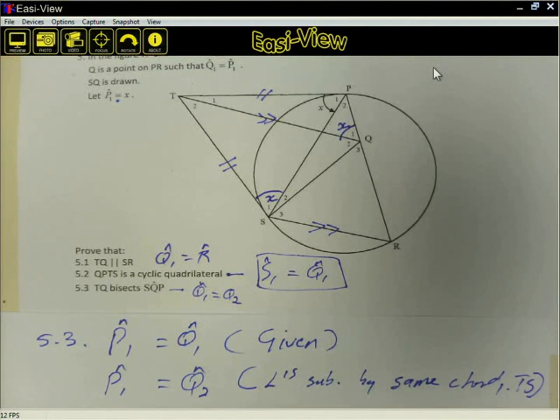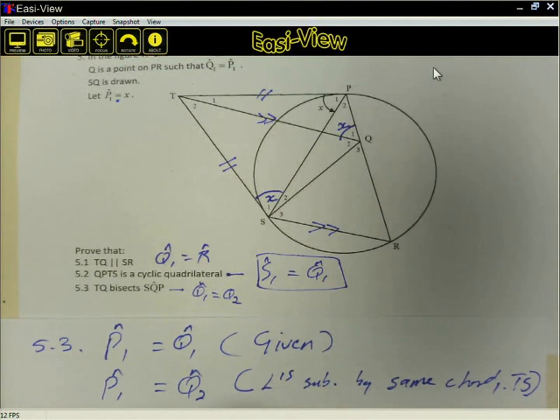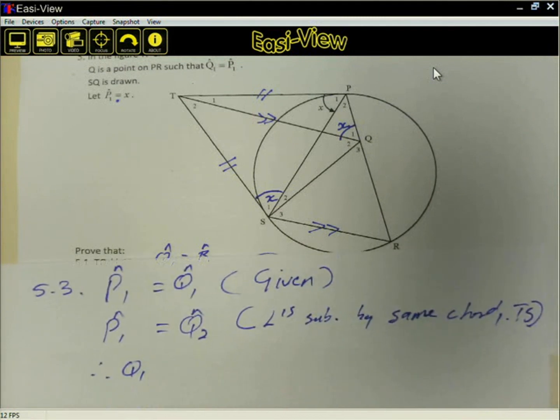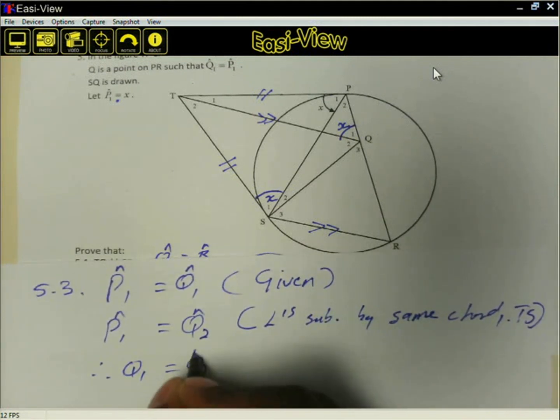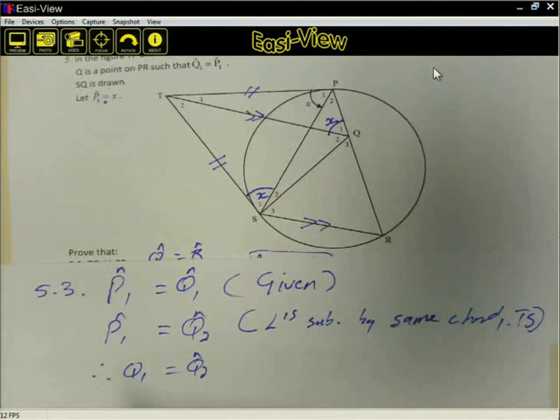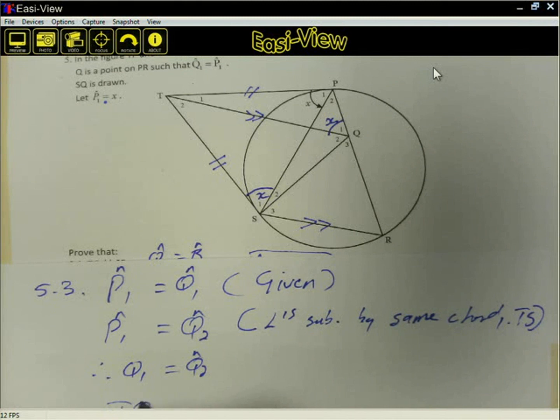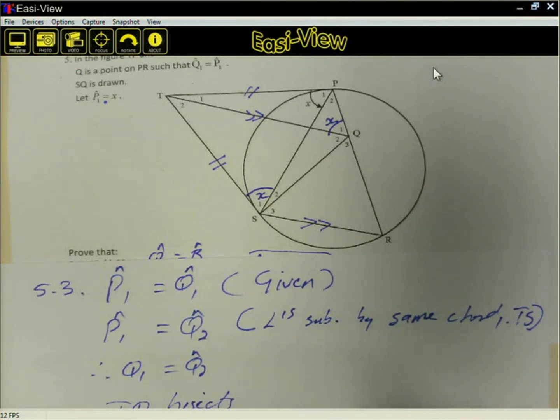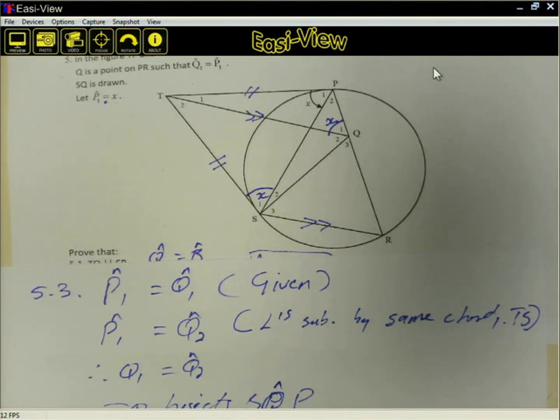From the two statements, we draw a conclusion. Therefore, Q1 is equal to Q2. So if angle Q1 is equal to angle Q2, what does that mean? It therefore supports the statement that TQ bisects angle SQP. The word bisect means to cut into two equal parts. That's why we say Q1 is equal to Q2.